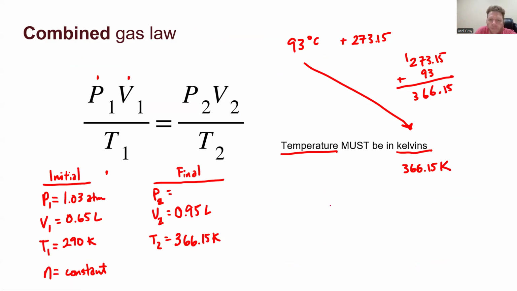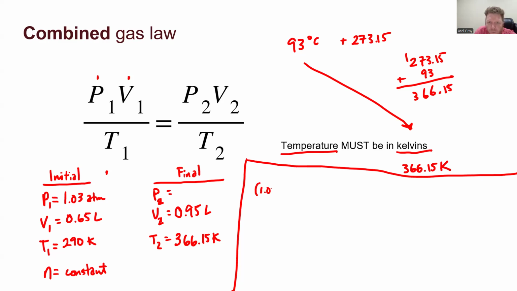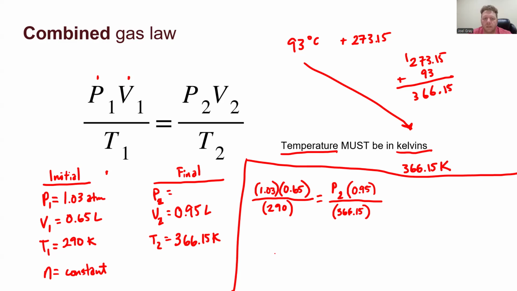And I'm going to set up my calculation right here. P sub 1 is 1.03. V sub 1, 0.65. T sub 1, 290. That is all equal to P sub 2. I don't know that. I'm solving for it. V sub 2 is 0.95. T sub 2 is 366.15.